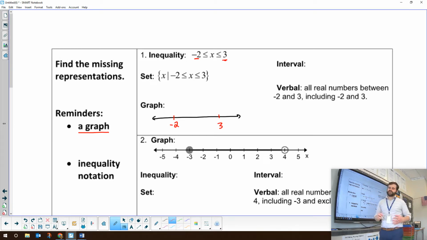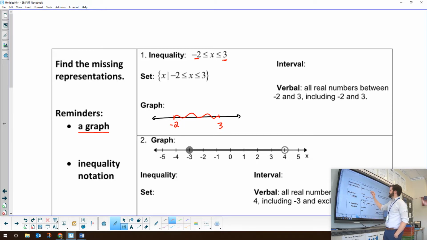And then we have to decide a few things. First off, since x is in the middle, my graph is going to be in the middle. So I can go ahead and draw my graph here in the middle. Okay? Secondly, do I have open circles at those points or closed circles at those points?